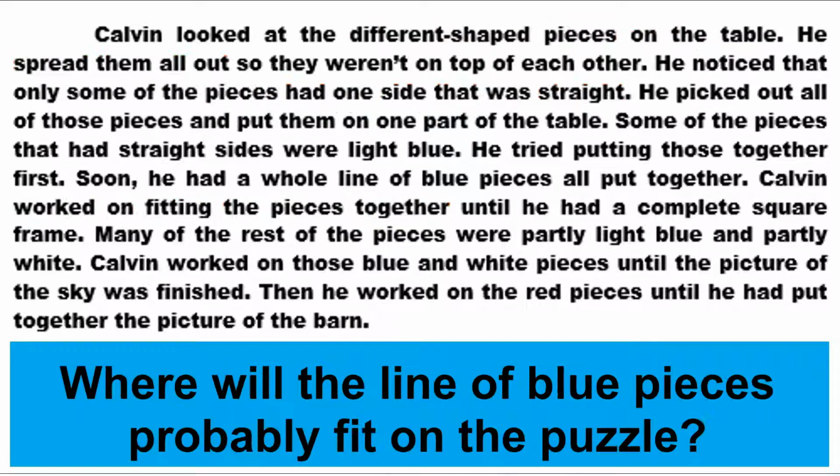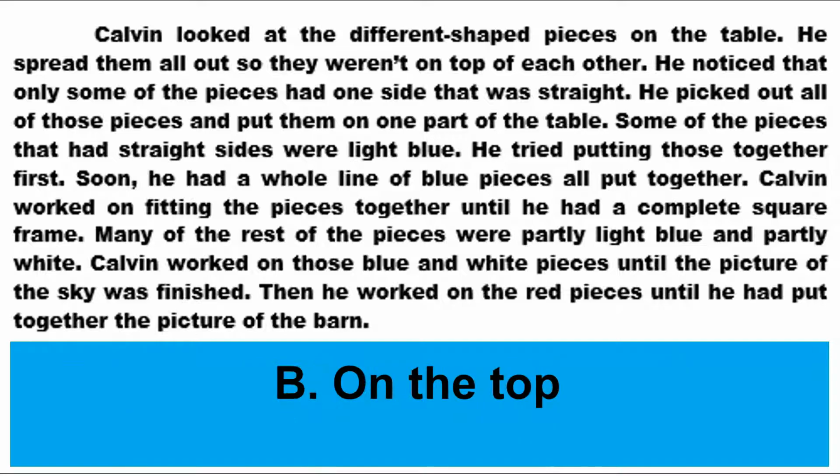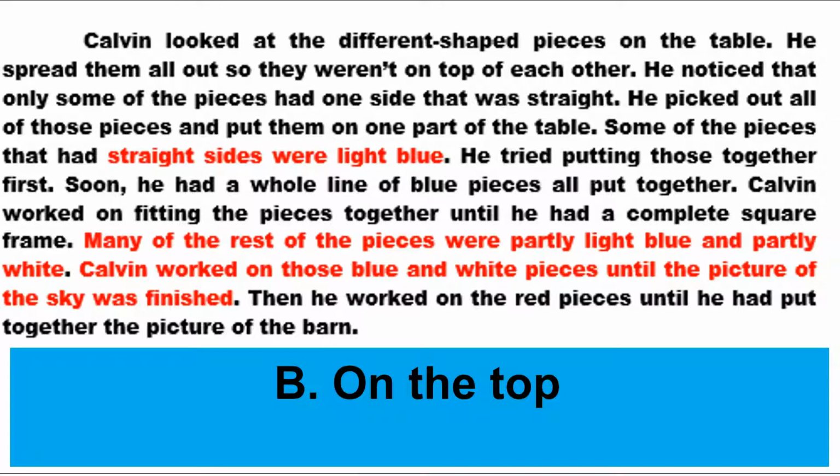Second question, where will the line of blue pieces probably fit on the puzzle? A. In the middle. B. On the top. C. On the side. If you answered B, on the top, you were again correct. The story doesn't say that the light blue pieces are parts of the sky in the picture, but we know that the sky is usually light blue and that the sky is usually at the top of a picture.